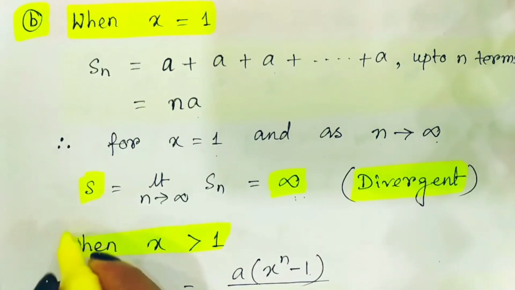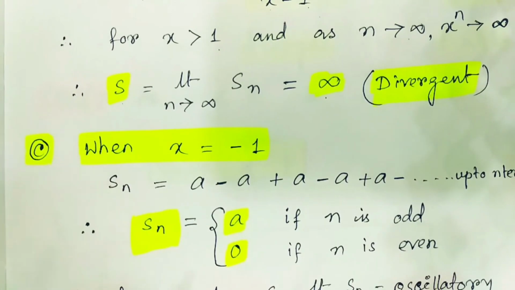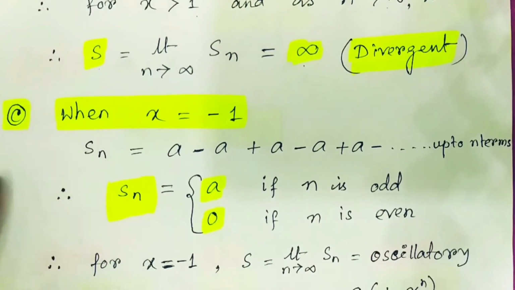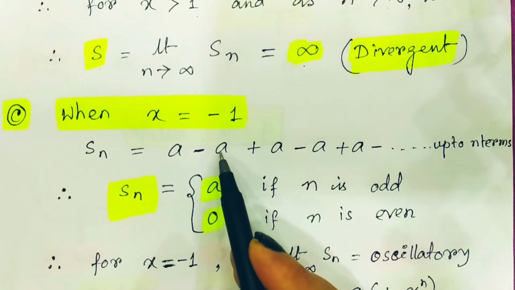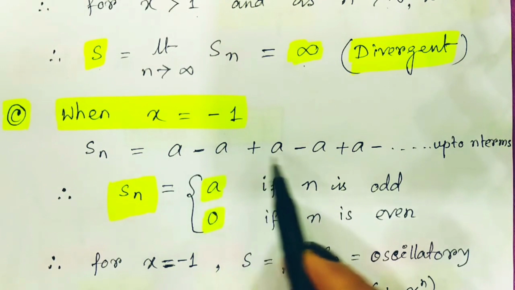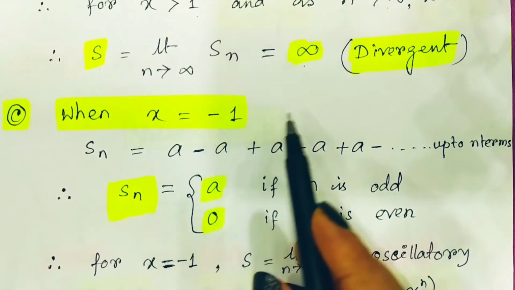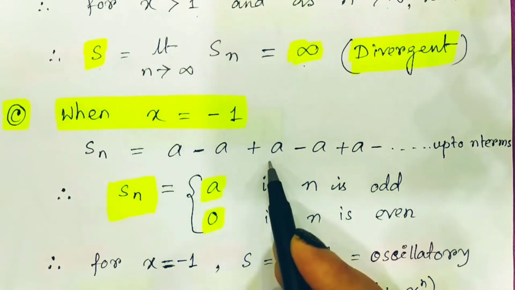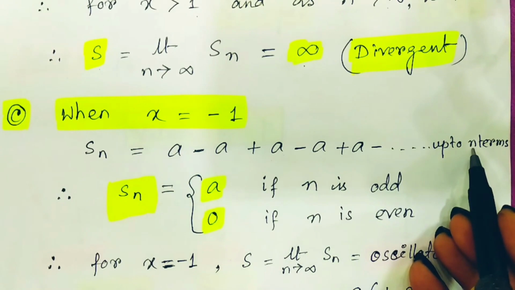So for both of these we can say that when x is greater than or equal to 1, it is divergent. Now when x is exactly minus 1, what happens? Then the series becomes a minus a, because a into x is there, x value is minus 1, so it leads us to minus a. Next it is plus a, because a x square, with minus 1 whole squared, is plus 1, so it is plus a. Similarly, it is alternately plus and minus.